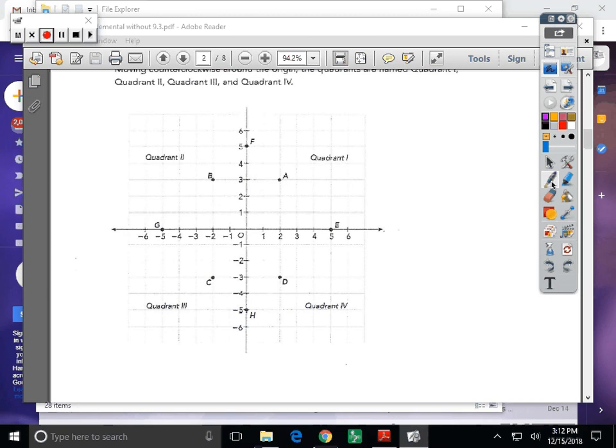So I want you to notice something that we've talked about before. We've talked about this x-axis, so let's label it. The x is this horizontal axis. We've also talked about the y-axis. The y is this vertical axis, so we want to label that here. The next thing I want you to notice is we have some points located here. I have point A and point B and point C and point D, and they're missing something.